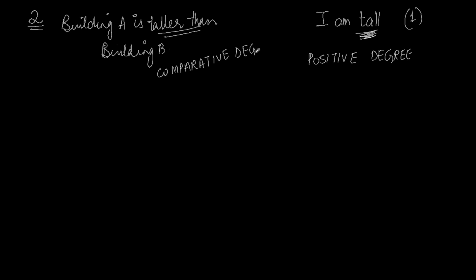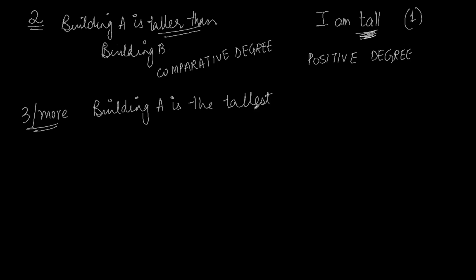But if you want to show that building A is the tallest of all, that means three or more items are being compared, so you say building A is the tallest. I'm using tallest when I'm talking about three or more items that are being compared. So building A is the tallest of them. This is known as the superlative degree.